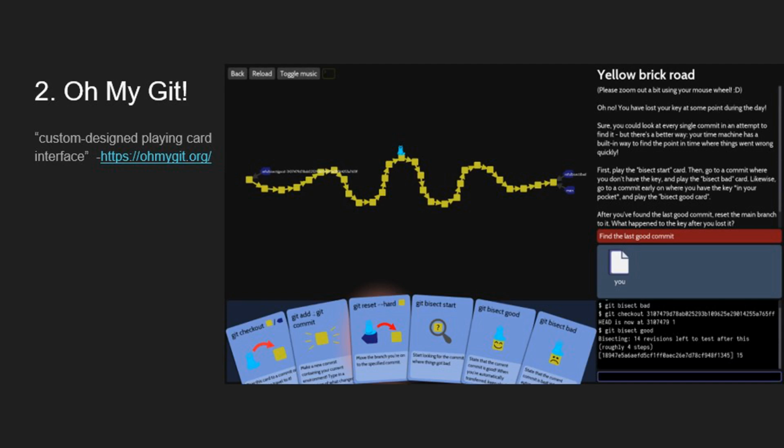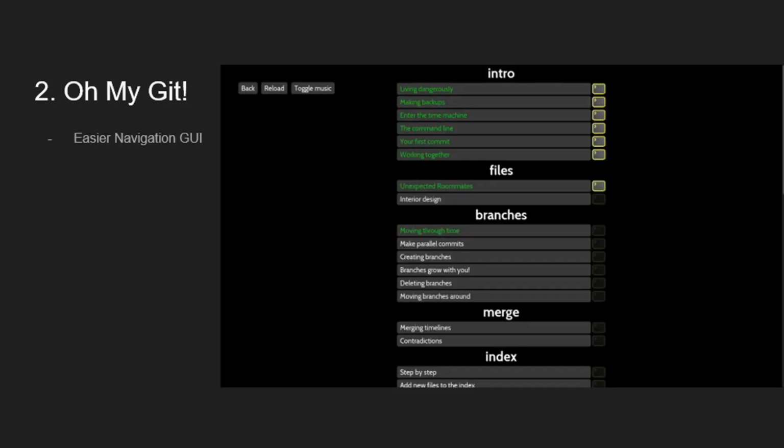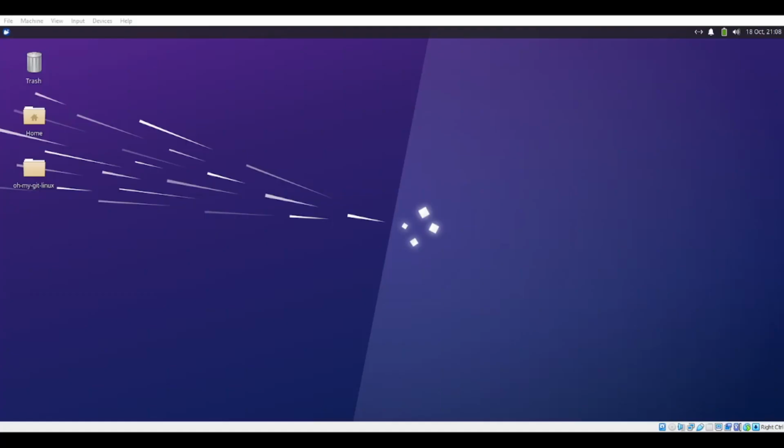It tried to make the barrier of entry easier with its GUI to use the Git commands, but on the other hand, Learn Git Branching is an easy to access website, so I don't know. This is something to note when playing Oh My Git.